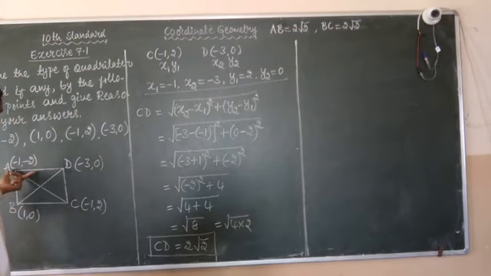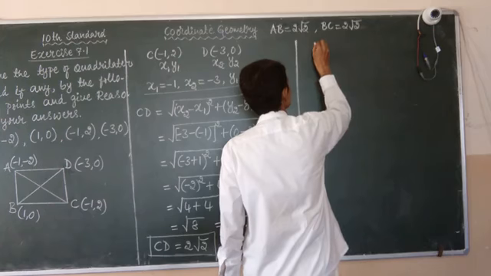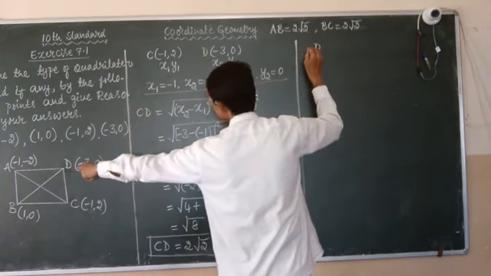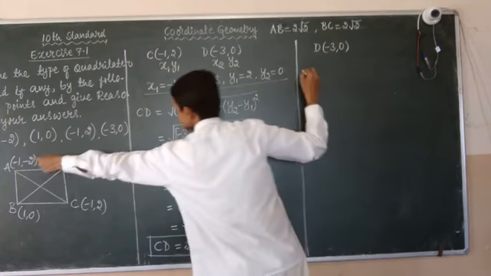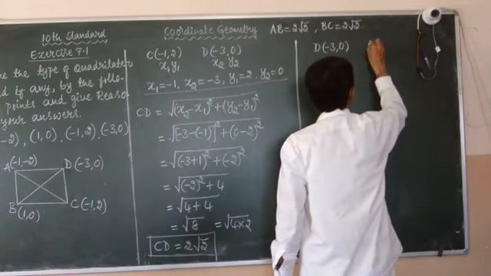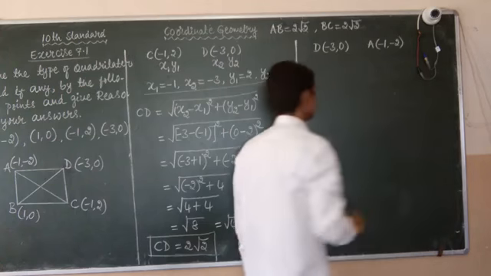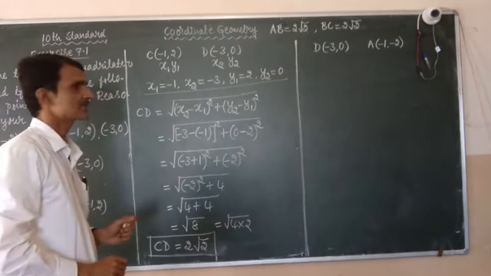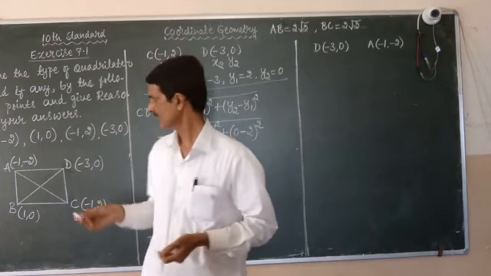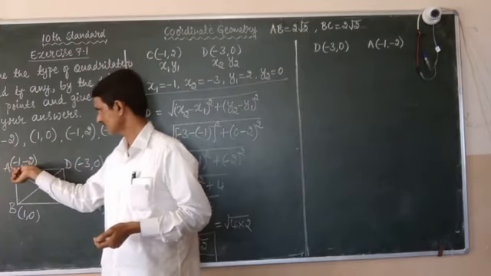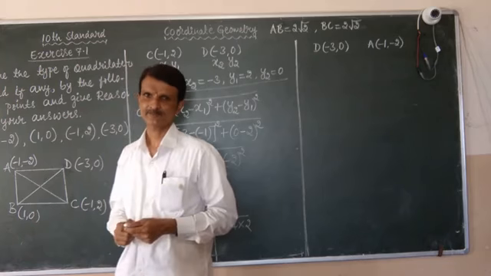So now find out the value of DA or AD. So the value of D is minus 3, 0. A is minus 1, minus 2. So we got DA, the distance between the points D and A. So the length of DA.